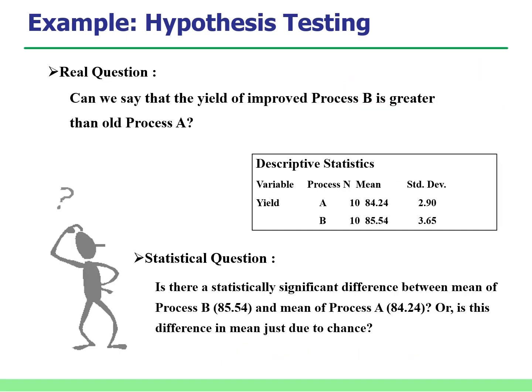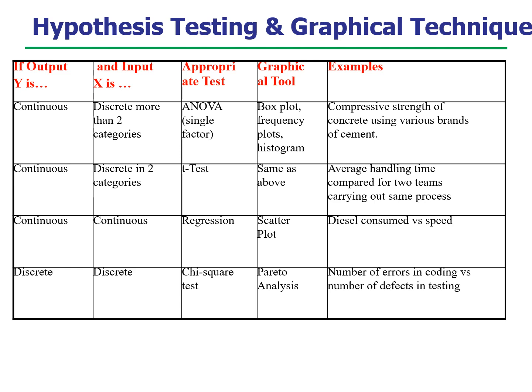For example, real question and statistical question. Real question: can we say that the yield of process B is greater than process A? And the statistical question is: is there a statistically significant difference between the process mean of process B and the mean of process A? Or is there a difference in the mean just due to chance? That is what we call hypothesis testing, and there are graphical techniques for this.